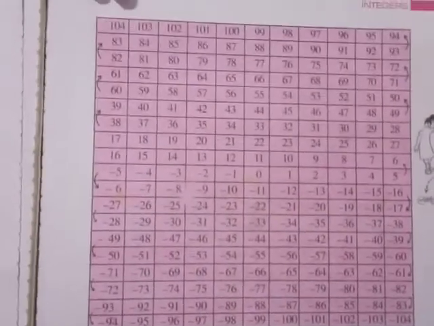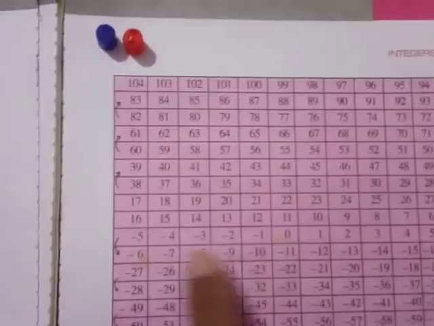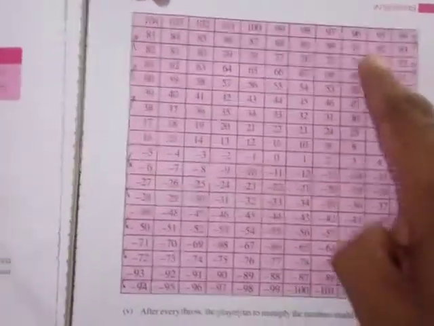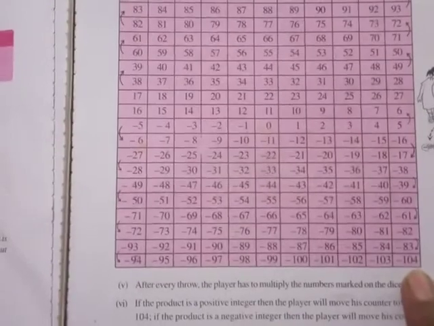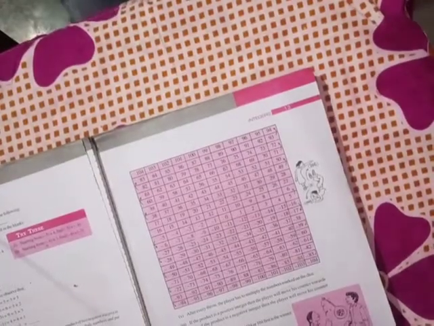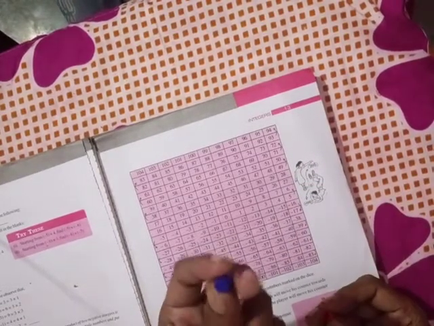Now please understand the rules. If the product is negative, then you will be moving in the negative direction. If your product is positive, then you will be moving in the positive direction. The person who reaches either positive 104 or negative 104 will be considered the winner. Sanskar is going to play with a red piece and I am going to play with a blue piece.